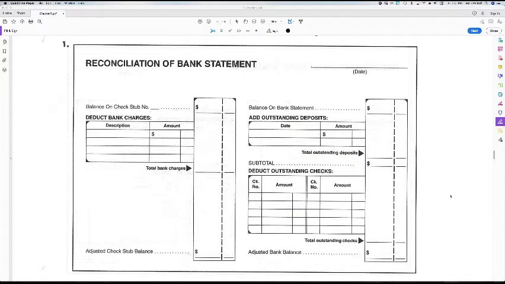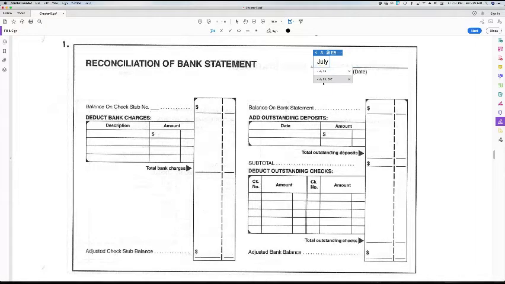Alrighty, so now we're going to be moving on to the 5-2 work together, in which we will be reconciling a bank statement and recording a bank service charge. And we're going to start with part 1. So the first thing that we're going to do is put in the date, which is July 29th of the current year. Next, we are going to put in the balance on check stub number 106, which is $1,575.